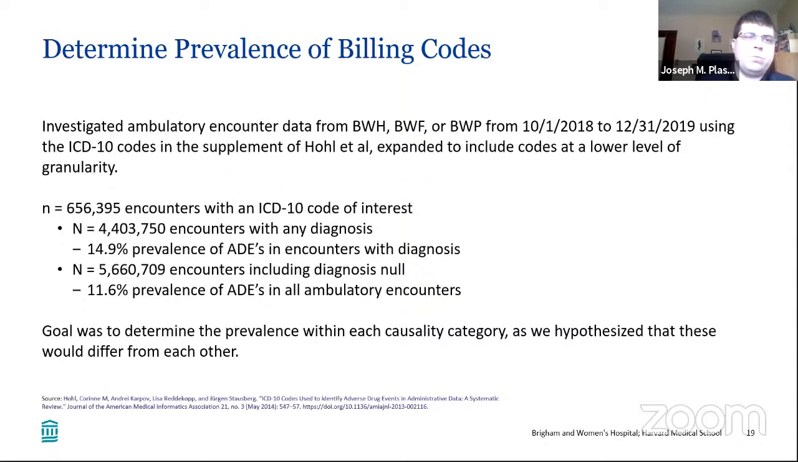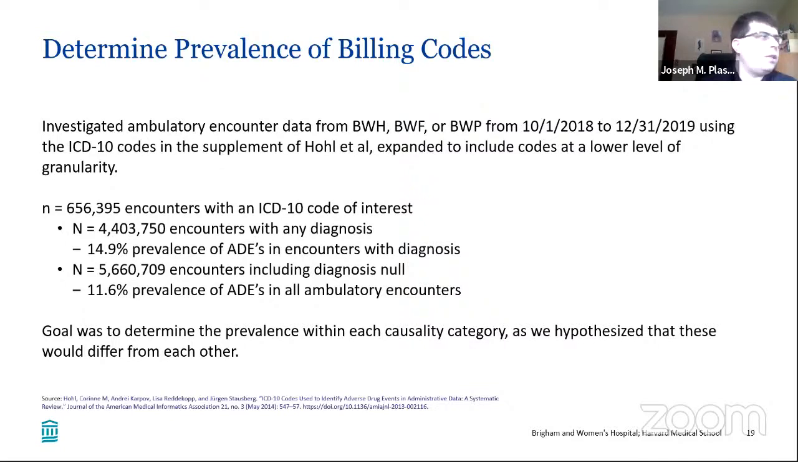First, we looked at the prevalence of billing codes within the causality categories used in the Hull et al. study. We conducted an initial sampling study using ambulatory encounters between October 2018 through December 2019, using those codes that we had previously identified and expanded to include the lower granular terms. And so we captured the distribution of these causality categories.